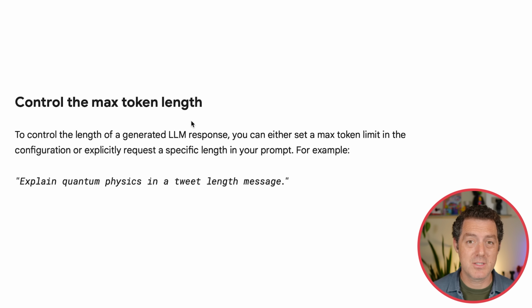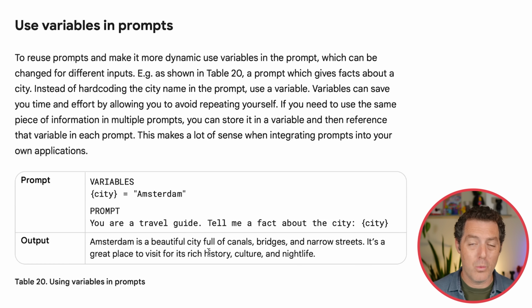Next, control the max token length. This is not something I do actively, but especially for higher scale production use cases, this is really important for optimizing the latency and the cost. And another note on high scale or production use cases is use variables. Use variables in the prompt. So here's an example. Here are the variables: city, Amsterdam. Prompt, you are a travel guide. Tell me a fact about the city. And then going forward, you can programmatically insert any city you want here.